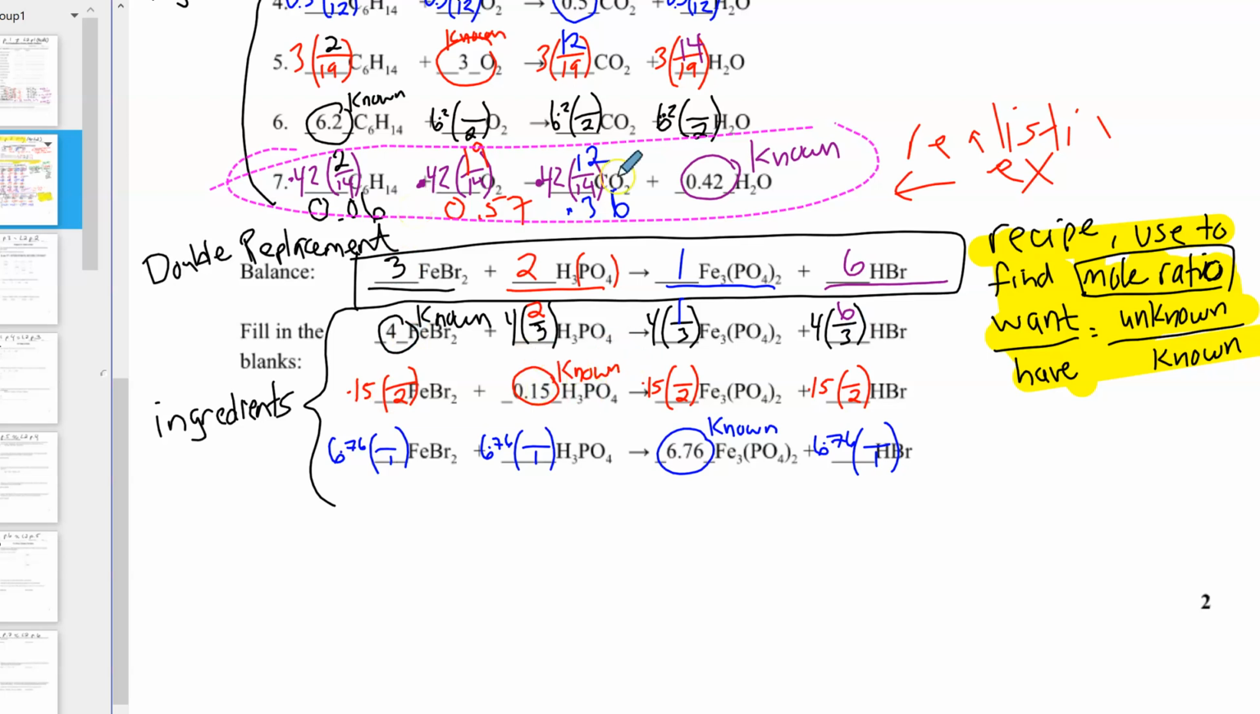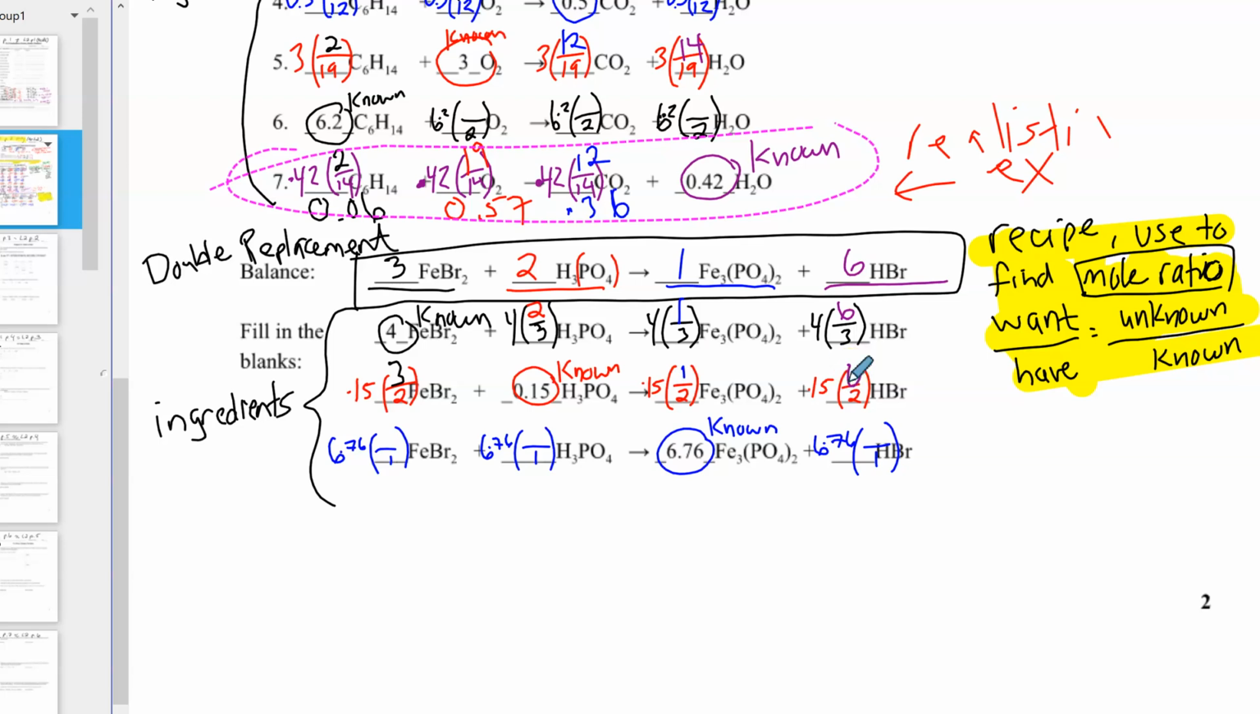Next one, our known is the phosphoric acid. Its coefficient is 2, so everything here has been set up with 0.15 times something over 2. Go back up to your balanced chemical equation. That's where the 2 came from. So for the iron(II) bromide, the coefficient is going to be 3 over 2. For the iron(II) phosphate, we're going to put a 1. And then down here for the hydrobromic acid, we got a 6.